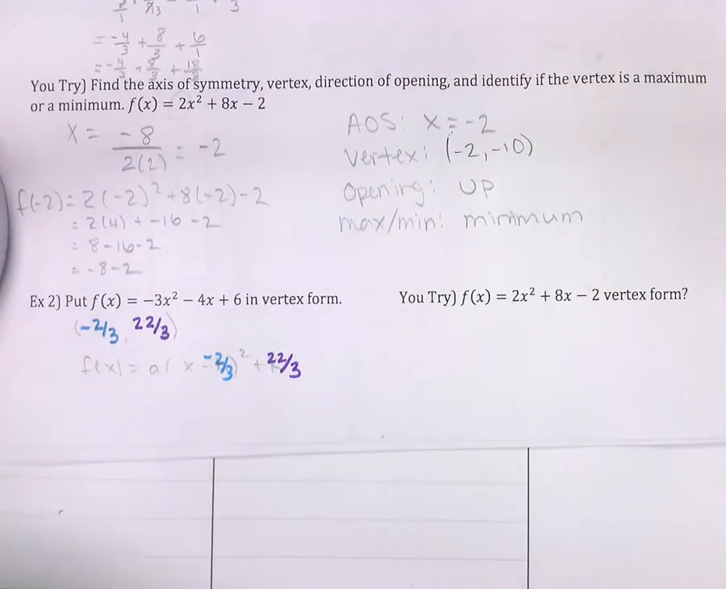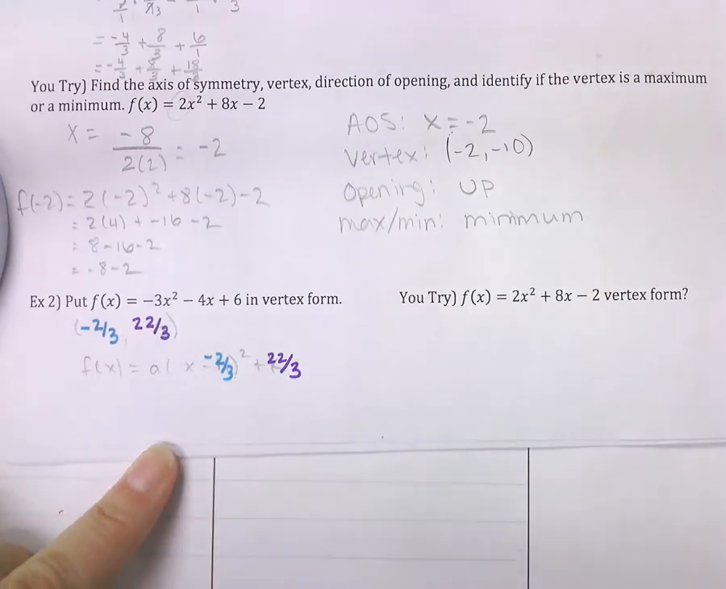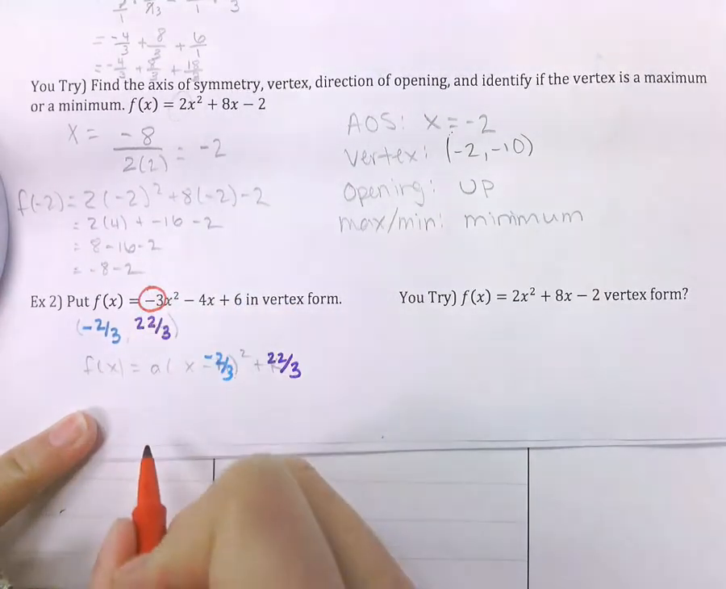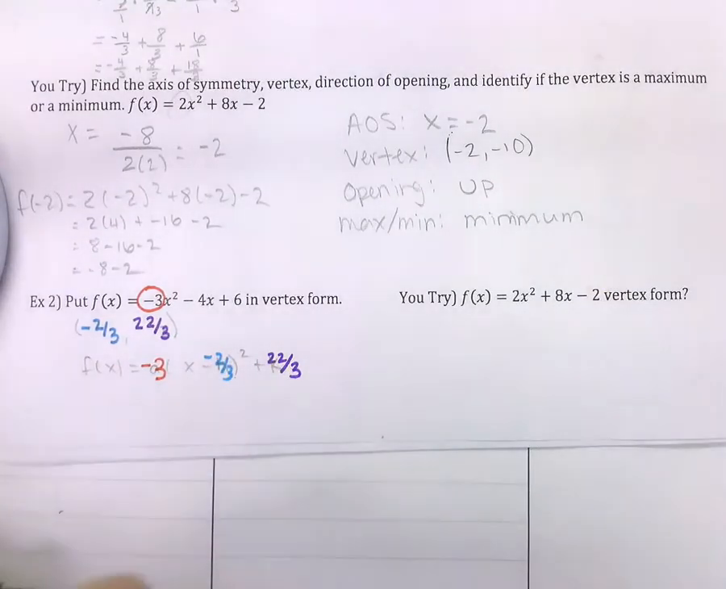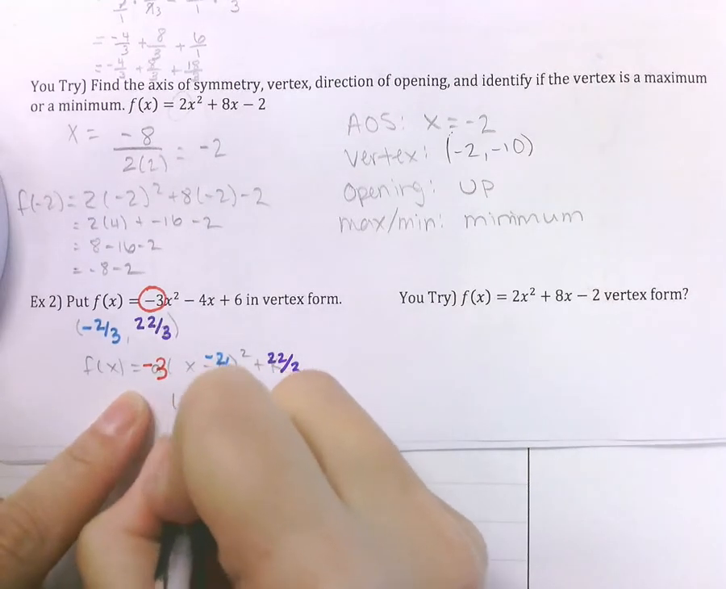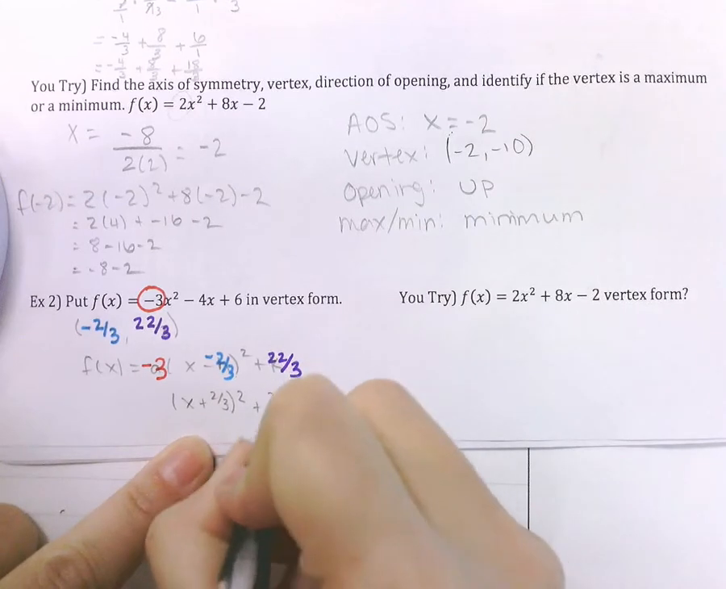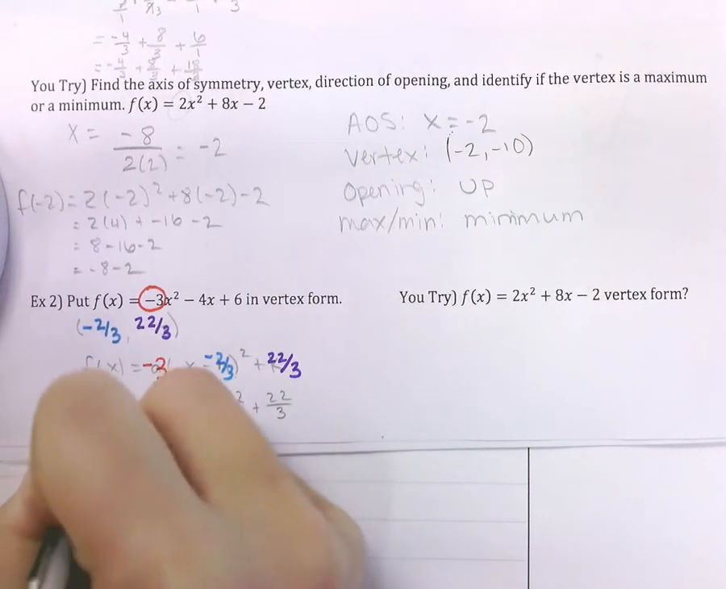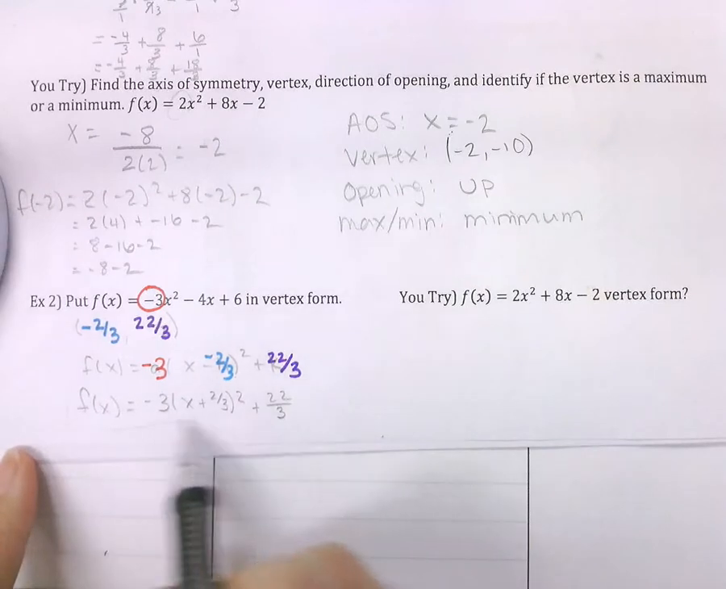So take your h, plug it in, take your k, plug it in, and then there's one more thing you have to plug in, and that's a. a is this guy right here in front of the x squared. It's x minus h squared, and then plus k. In this case, since our h was negative, it is going to wind up being x plus 2 thirds quantity squared. And then you got your plus 22 thirds at the end, and you have to put your a in front of the parentheses, like in the beginning. So this is your vertex form.